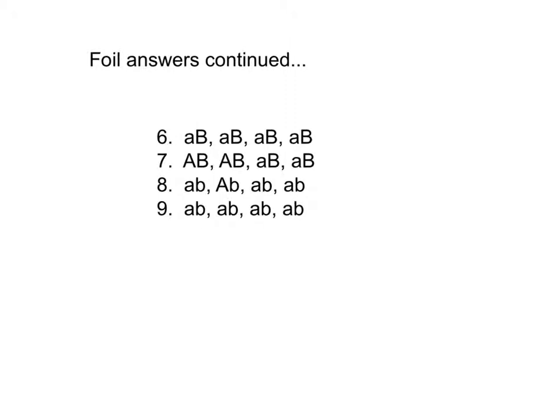All right, for your answers for 6 through 9, number 6, little a, big B, little a, big B, little a, big B, little a, big B. Number 7, big A, big B, big A, big B, little a, big B, little a, big B. Number 8, big A, little b, big A, little b, little a, little b, little a, little b. And number 9 is all little a, little b. Yes, I see there is a typo on number 8. Should be big A, little b, big A, little b. So that right there should be big A, little b.